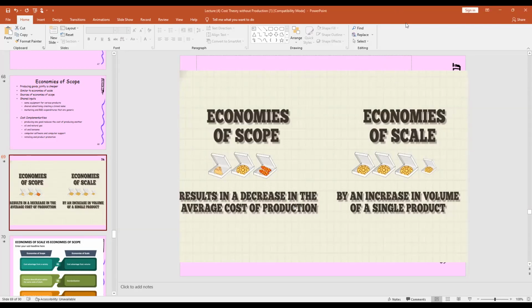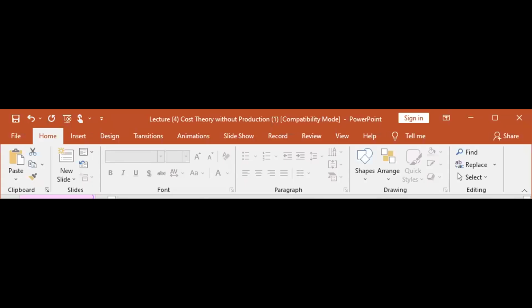Okay, now give me an example of economies of scope. Economies of scope: you are producing a variety of products by using the same production base. Do you have any specific example in Sri Lanka? A Sri Lankan product which is actually absorbing economies of scope rather than economies of scale. Do you have any example?